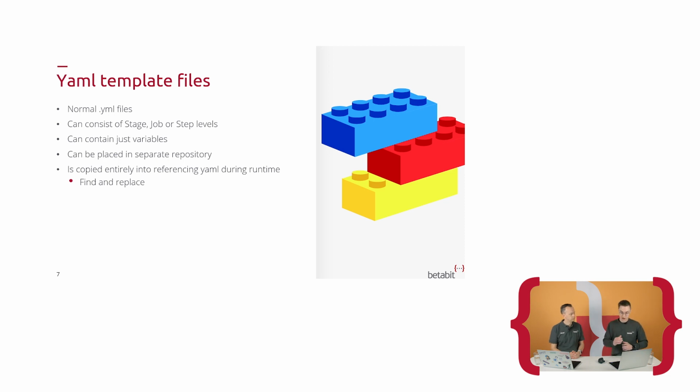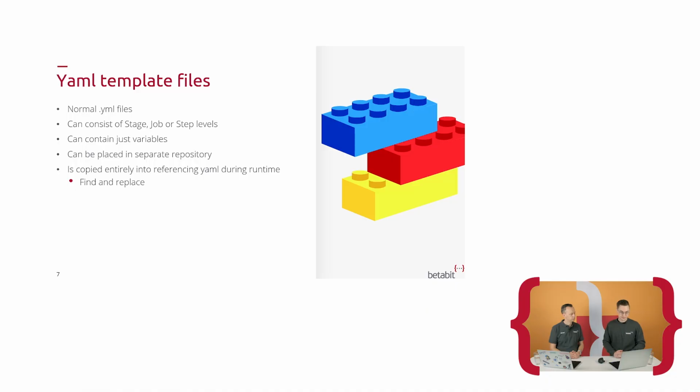So let's say you have a long list of variables that you want to use in multiple pipelines. You can create one template file and import that in every pipeline where you need those. And they can also be built in a separate repository. So if you have multiple applications that live in separate repositories, you can create a template repository that you can insert into those separate pipelines.